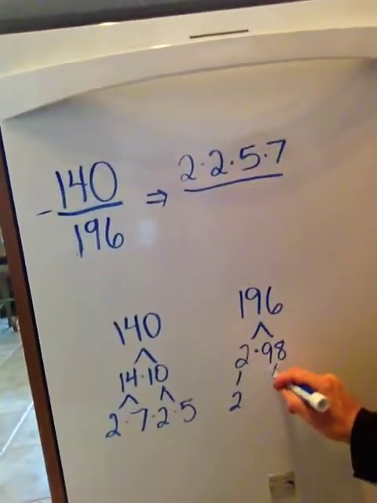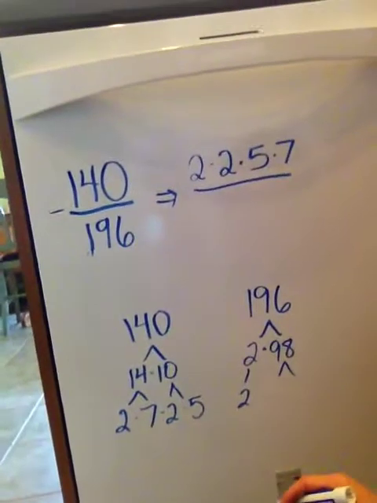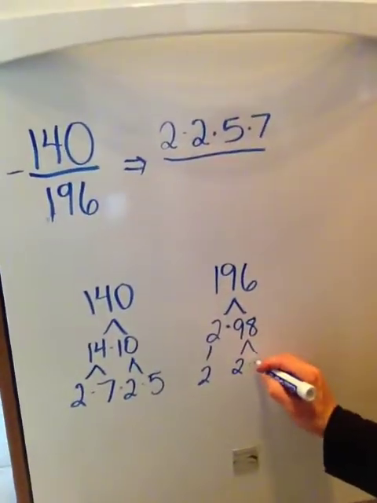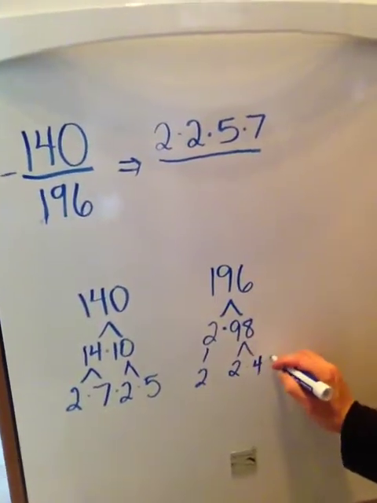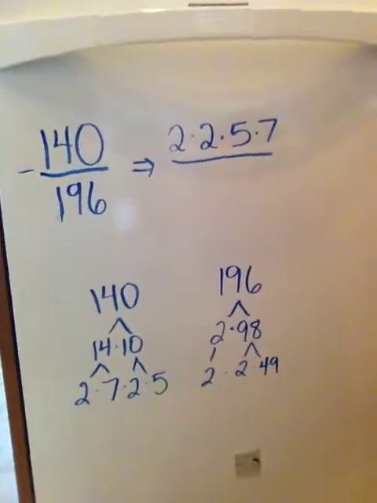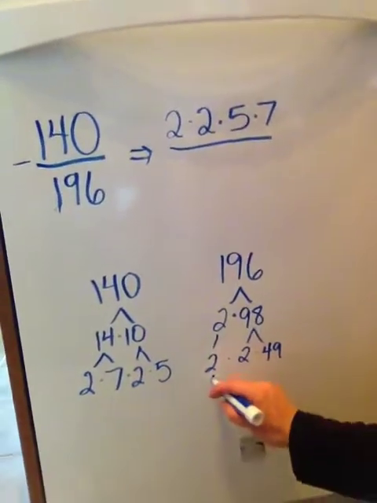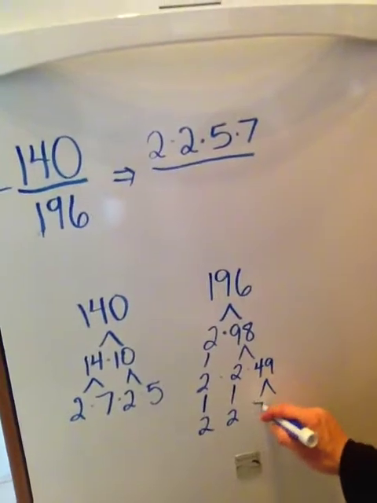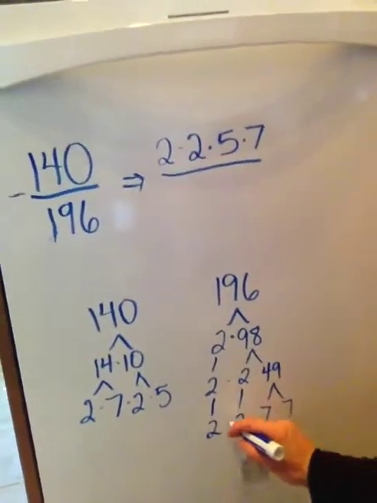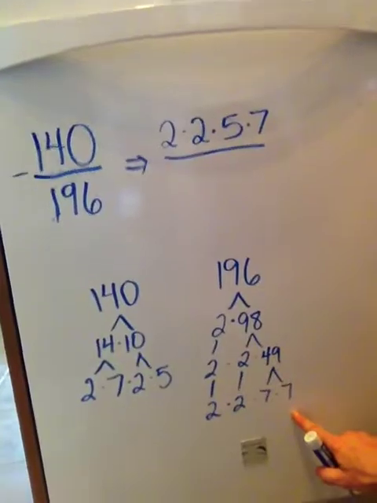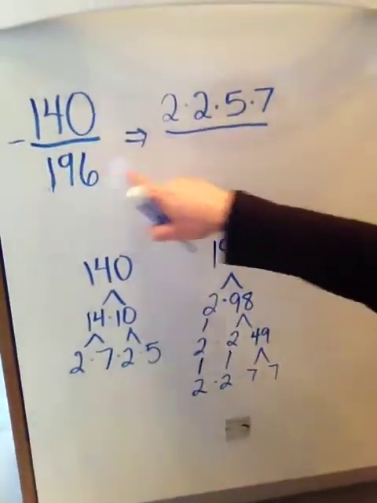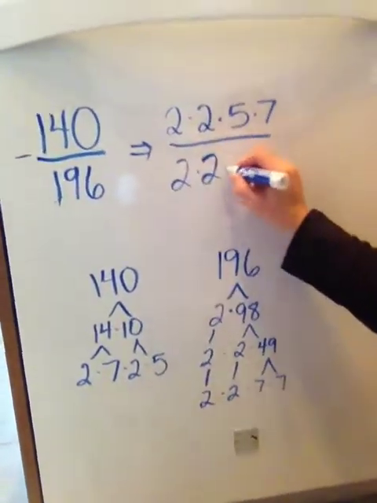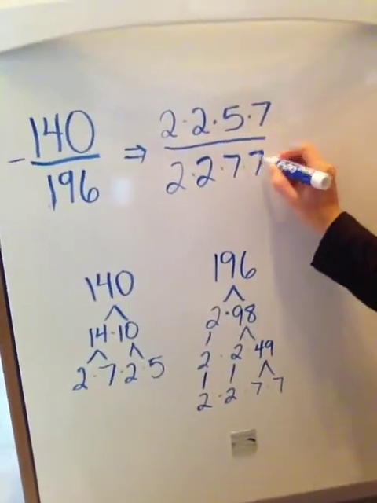2 comes down, my 98. I'm just going to do the 2 again, but it's fine if you choose to do that. So 2 times 49 gives my 98. Bring down my 2, bring down my 2, and break down my 49 to be 7 times 7. So now I have my bottom row and they're all prime. So I'm going to write them back up here across from the 196. 2 times 2 times 7 times 7.